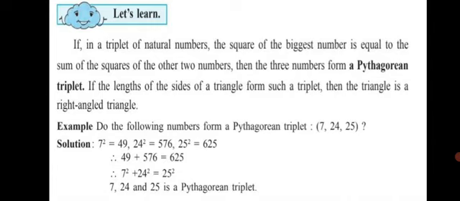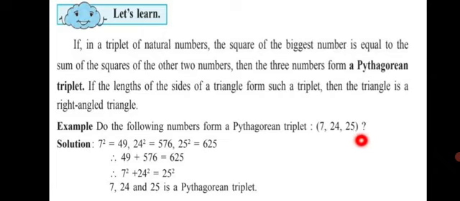7, 24, 25. So these three numbers are given to us. They are natural numbers. So if in a triplet of natural numbers, the square of the biggest number, 25 is the biggest number, is equal to the sum of the squares of the other two numbers, 7 and 24, that means when we add the squares of 7 and 24, whatever answer we get, if it is equal to the square of 25, then these three numbers are said to be a Pythagorean triplet.